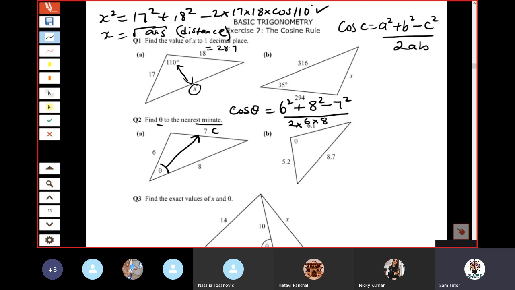And then what do you do to get rid of your cos? You move to the other side. How? You divide. Come on, think about it. That's what we've been doing. Oh, inverse cos. Yes, inverse. 6 squared plus 8 squared minus 7 squared. Inverse cos. I get an answer to the nearest minute. 57 degrees, 55 minutes.